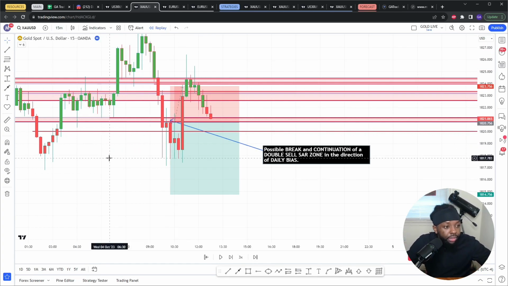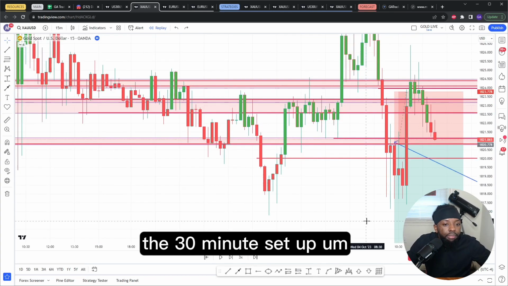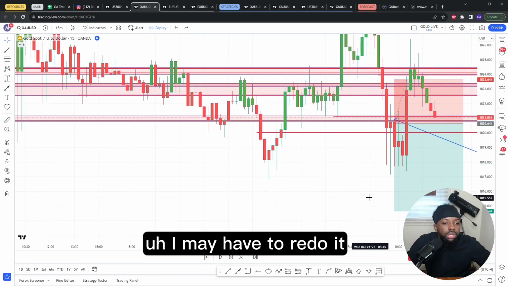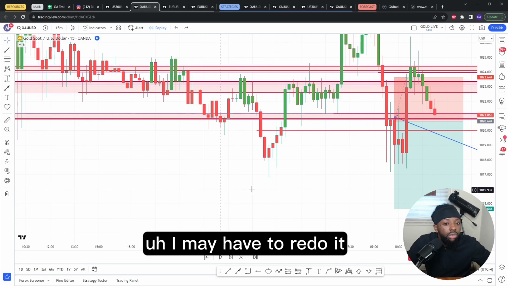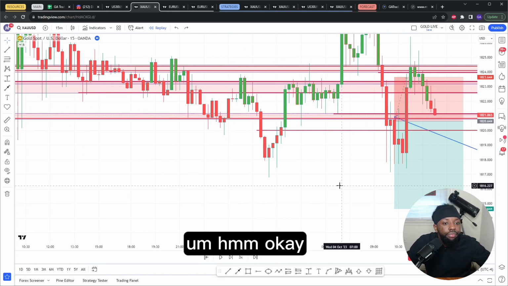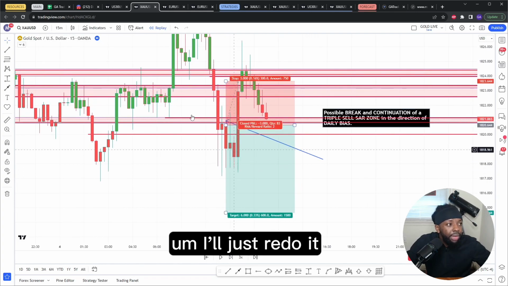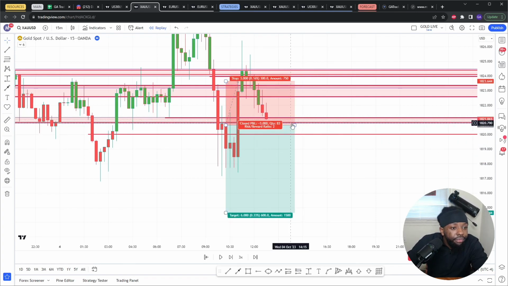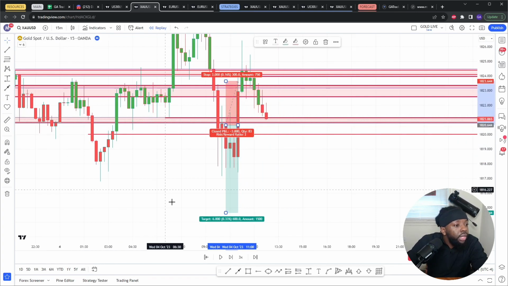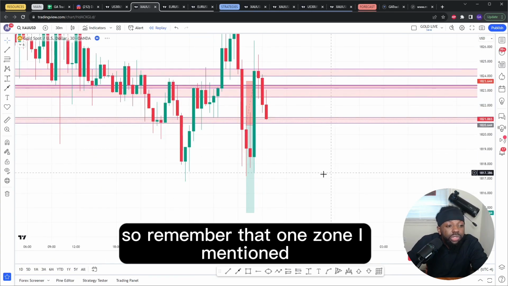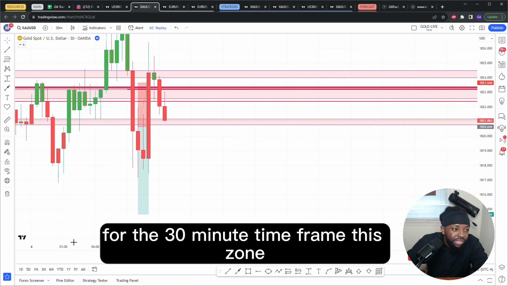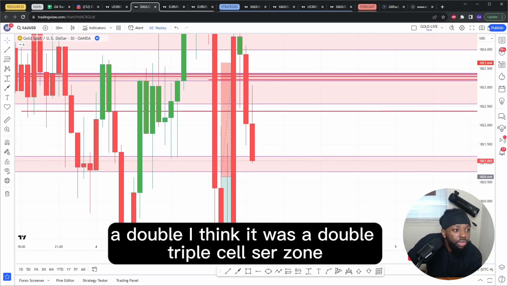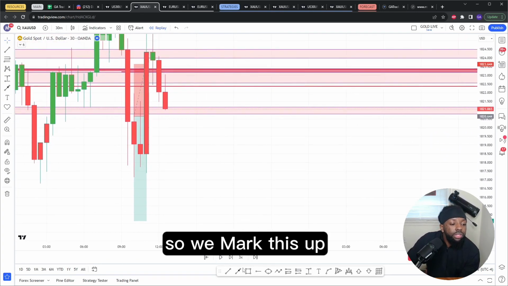Now let me show you guys the 30-minute setup. I had deleted them because they were ideally close. I may have to redo it. Okay, I'll just redo it. So this is the one that hit stop loss right there, so we'll keep it there, and then we'll go to the 30-minute time frame. So remember that one zone I mentioned for the 30-minute time frame, this zone. So we had this sell, I think it was a triple sell SAR zone. So we marked this up.